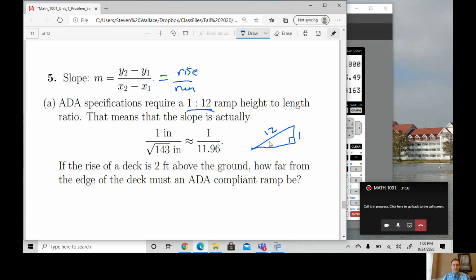But the Pythagorean theorem says that the length on the horizontal, from the edge of the ramp to the end of it, is actually the square root of 12 squared minus 1 squared, or the square root of 143. So anyway, this is the ratio. If you want to do the rise versus the run, that would be our slope: 1 over the square root of 143.